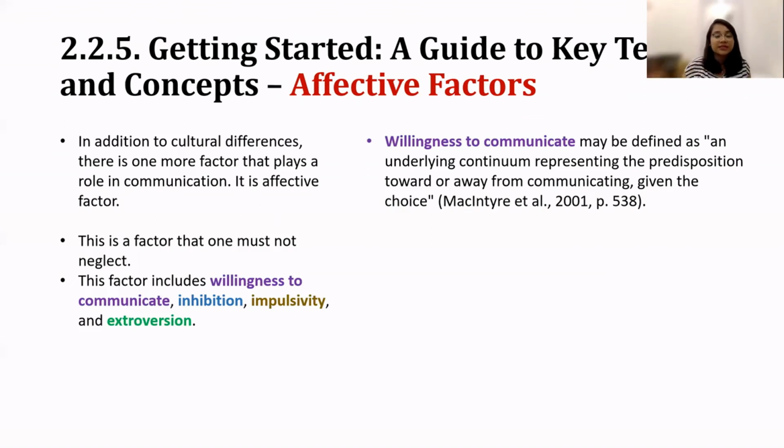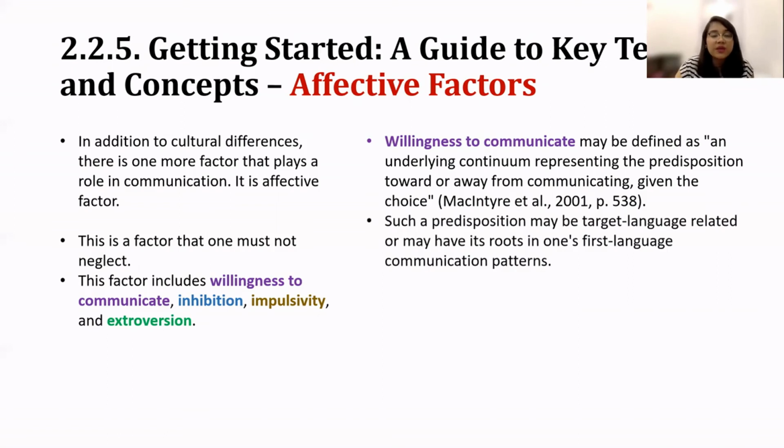The first one, let's discuss willingness to communicate, which is defined as an underlying continuum representing the predisposition toward or away from communicating, given the choice. So people have a choice to communicate or not. If it is not so, it is unwilling to communicate. If it is, the person is looking forward to the communication, so the person has more willingness to communicate.